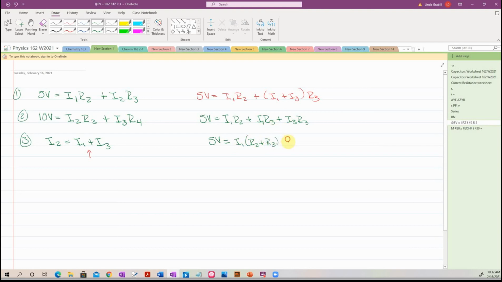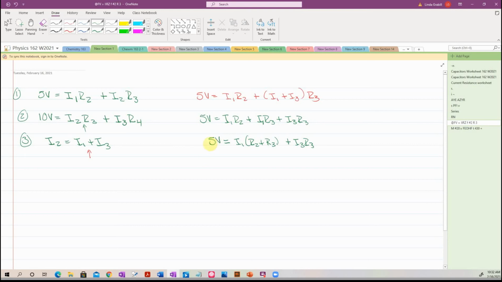And then that's going to be plus my I3 R3. Cool. Might not feel like I've accomplished much, but what do I want? I need to eliminate either I1 or I3. And I can look at this one here. I have an I2 that I can write in terms of I1 and I3, which is going to be helpful because then I'll have 2 equations in terms of 2 unknowns, and they're going to be the same unknowns.